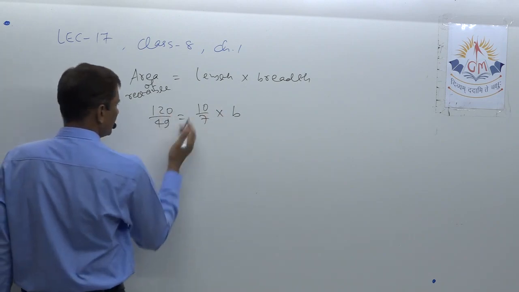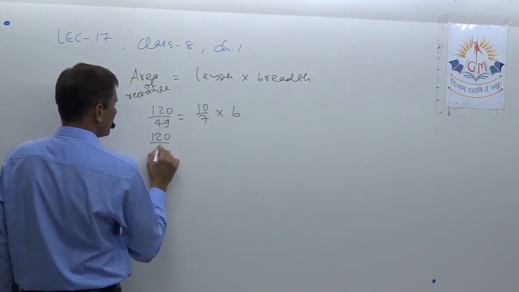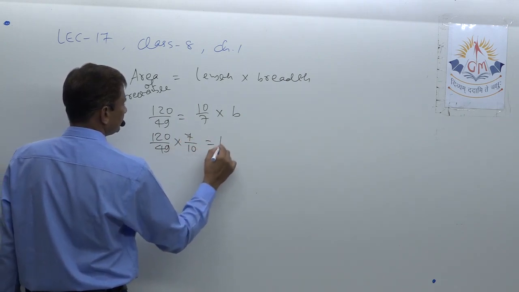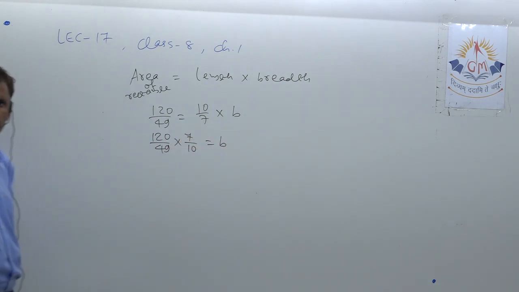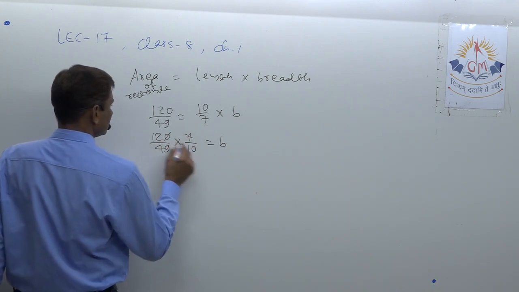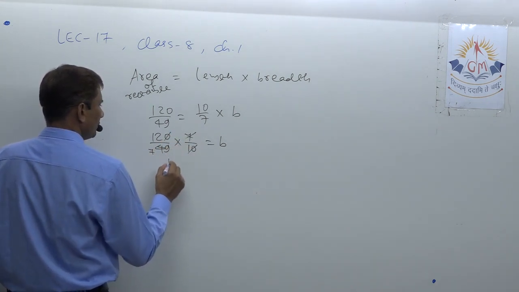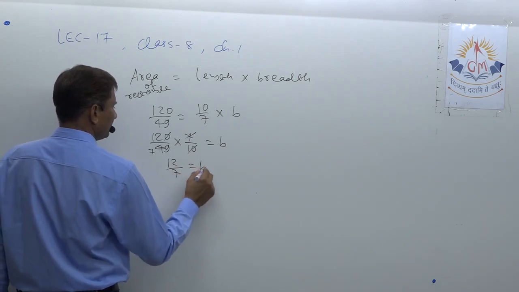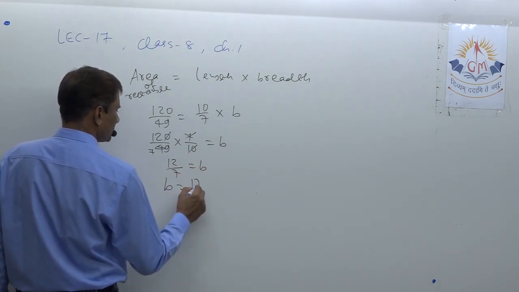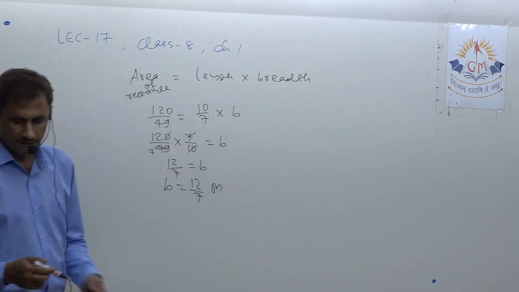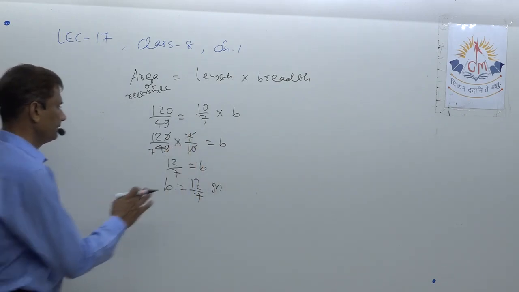Okay, shift it here. So 120 upon 49 into 7 upon 10. So it will be 12 upon 7. So 12 upon 7 meter, because it is given everywhere, sorry, centimeter.